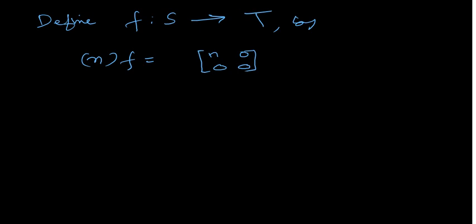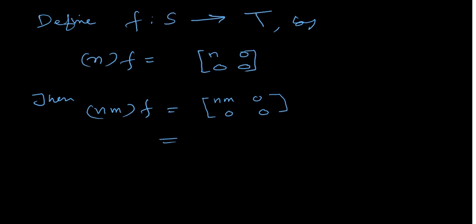Then you can see this: then nm of f is equal to n m 0 0 0, that's equal to n 0 0 0 and m 0 0 0.